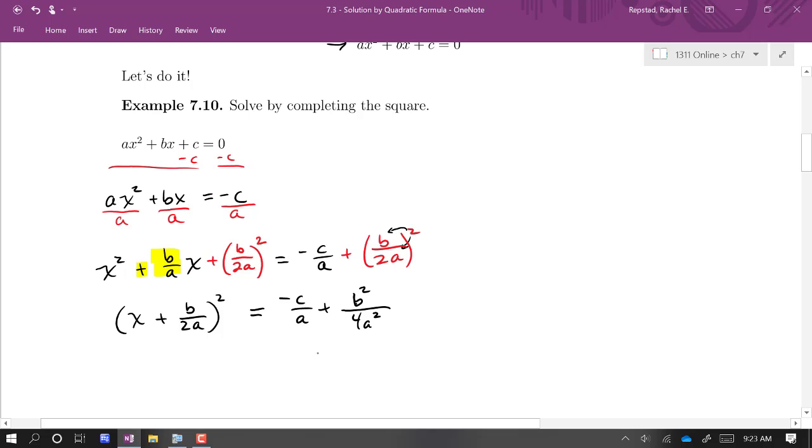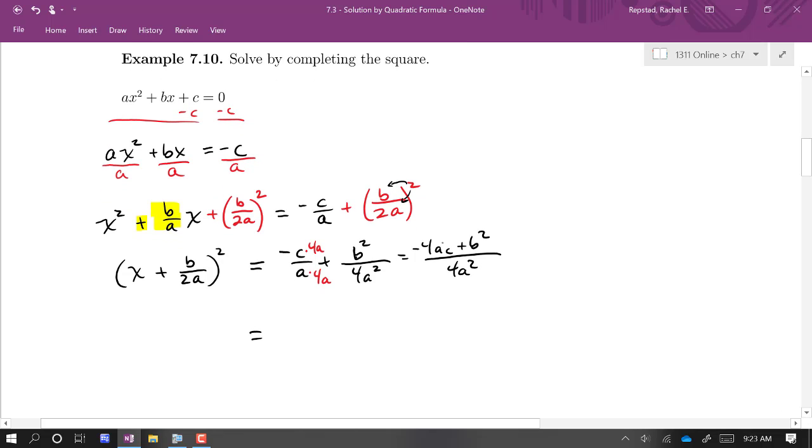I'm going to simplify that sum. I'm going to just add those fractions on the right side. Let's get a common denominator. So we multiply the top and the bottom of this first guy by 4a. So that's negative 4ac plus b squared over 4a squared. So down here I'm just going to rewrite that. I'm going to start it with a positive. So b squared minus 4ac all over 4a squared.